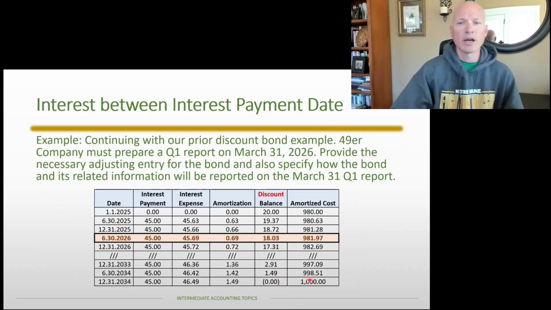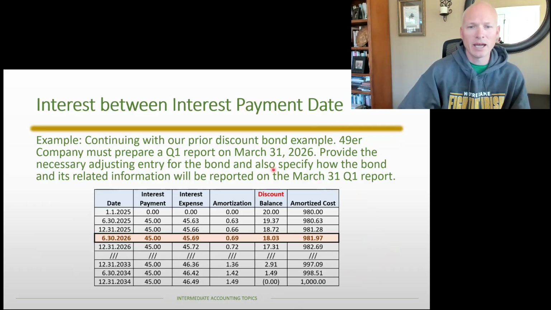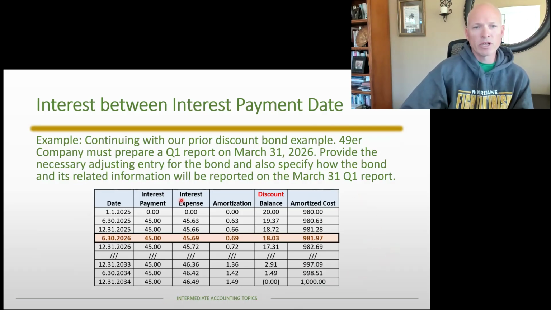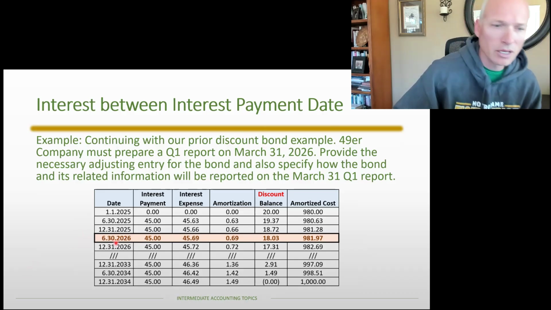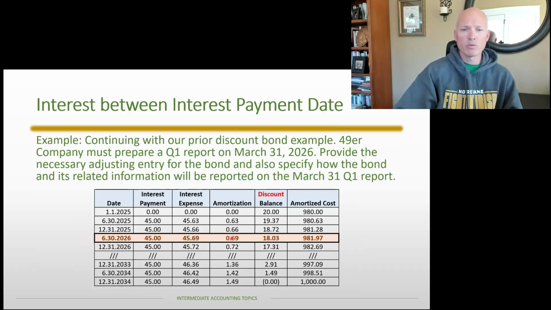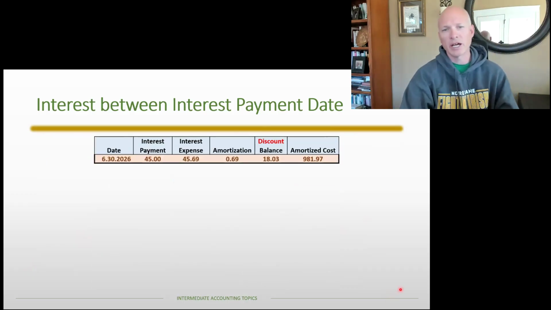So if we think about our prior example that we were just working on, this is that discount bond. And let's just say that we wanted to create an interim report for Q1 of 2026, which would be March 31st, 2026. And really what we've got to think about is that 6/30/2026 row in our amortization table really covers the 6 months that end June 30th, 2026. And so March 31st, 2026 would land in that 6 month period. And so this is the information we would use in order to prepare that March 31st Q1 report. And so that's what we're going to bring up.